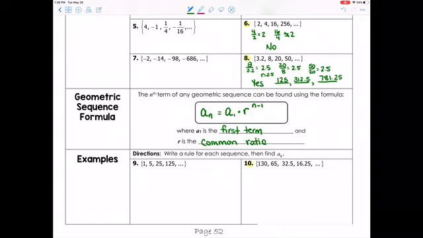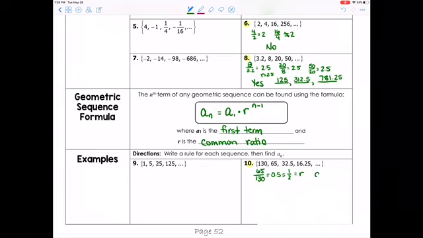So let's look at number 10 as an example. We want to write a rule for the sequence, then find the 6th term of the sequence. So the first thing we need to do is figure out what that common ratio is. If I take 65 divided by 130, 65 divided by 130 is 0.5, which is 1/2. So that is our common ratio.